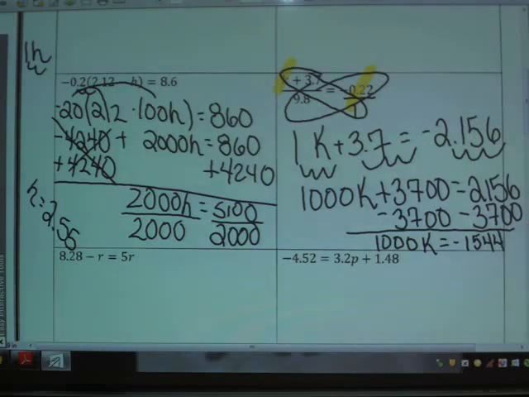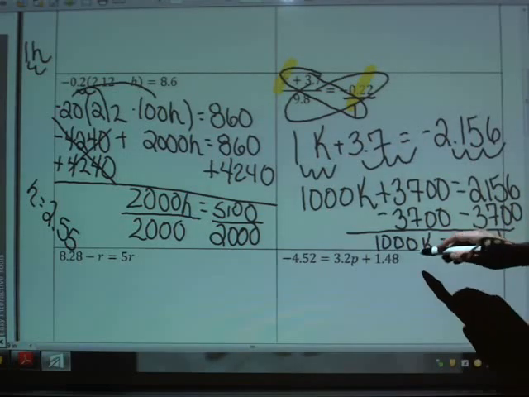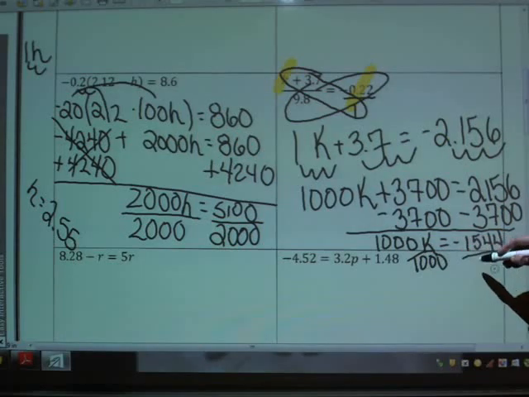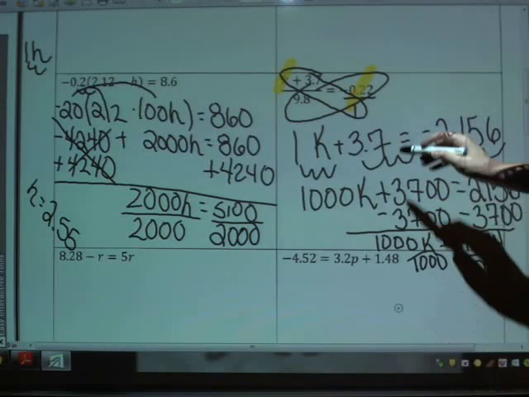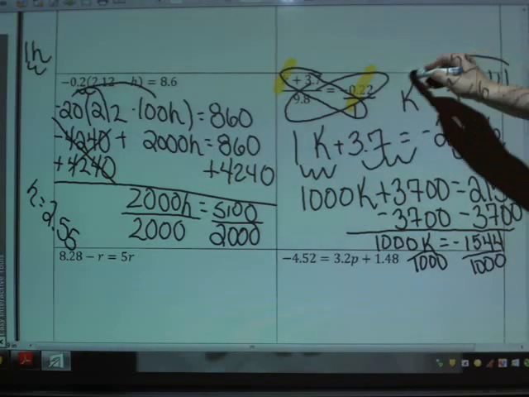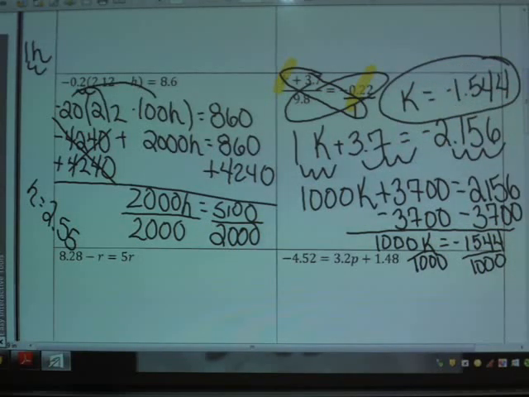And at this point, this would be a multiplication problem to be solved by division. So I'm going to divide out 1,000. And when I take that and divide out 1,000, that's, of course, negative 1.544, or k is equal to negative 1.544.